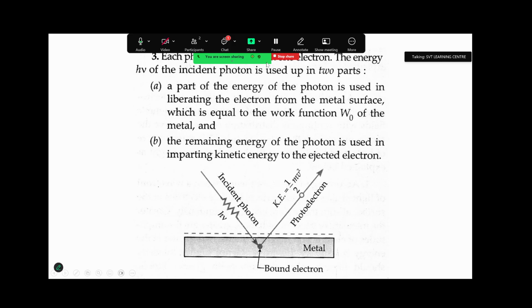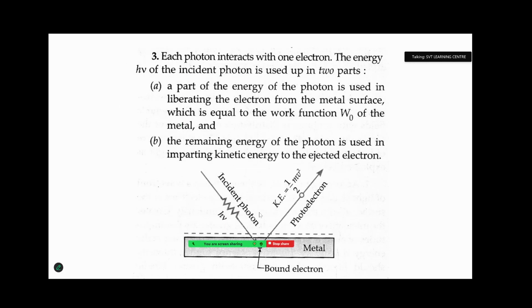Third, each photon interacts with one electron. Now this is very important. Each photon interacts with one electron. The energy h nu of the incident photon is used in two parts. A part of the energy of the photon is used to liberate the electron, or give the required work function W0. The remaining energy imparts kinetic energy to the electron.